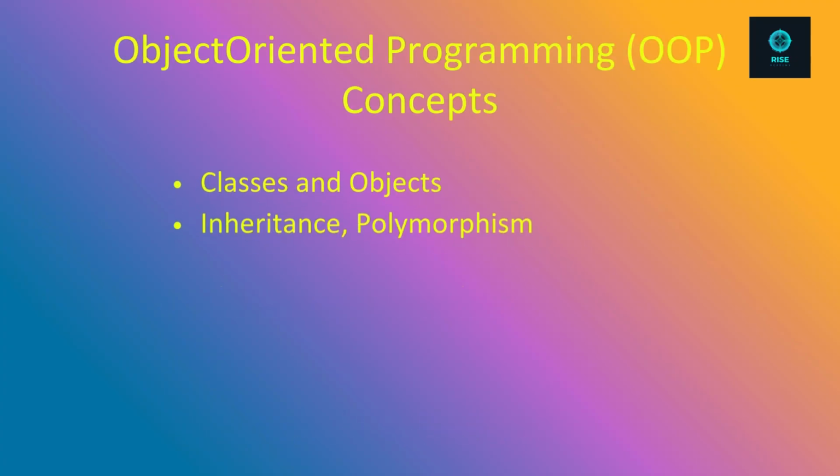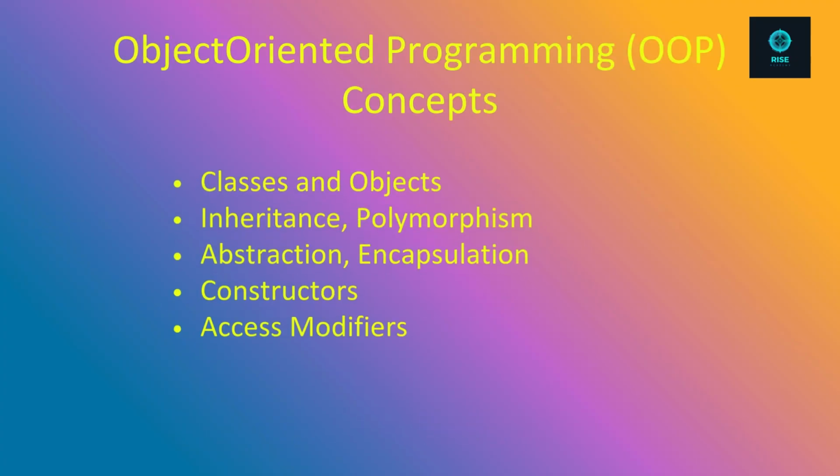Object-oriented concepts are at the heart of automation frameworks. Classes and objects help structure code. Inheritance and encapsulation improve reusability and maintainability.